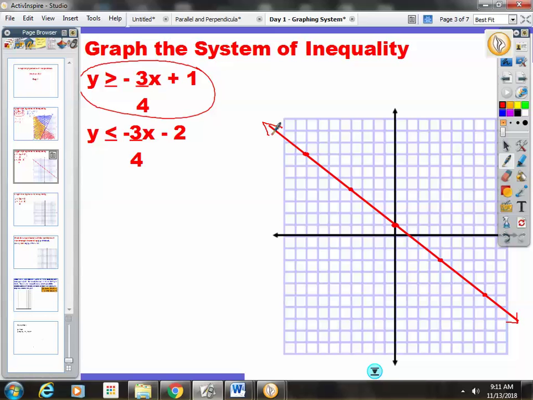Okay, so now we need to test a point. As we did in the last example, we're going to use 0, 0. Was there ever a time where we couldn't use 0, 0 as our test point? That's right. If our line goes through 0, 0, we can't use it.